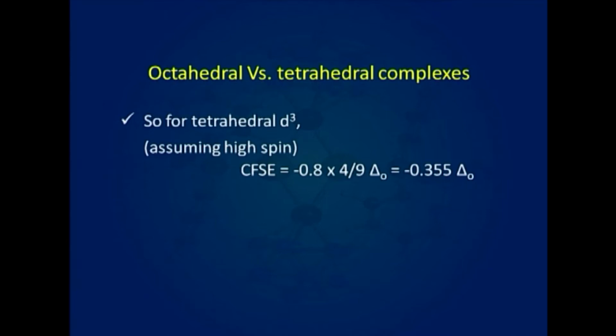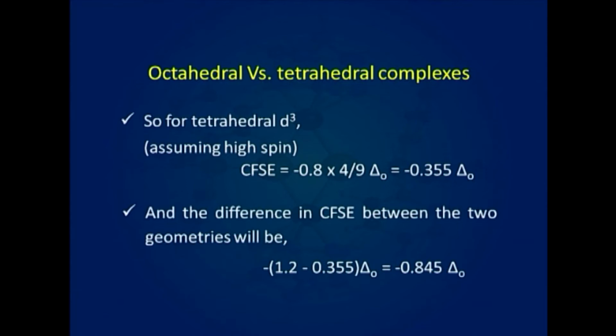We can make this comparison because we are considering the same metal ion and the same ligand. All that's changing is the geometry. So, for tetrahedral d3, assuming a high spin complex, the crystal field stabilization energy is equal to minus 0.8 into 4 by 9 delta O, which is equal to minus 0.355 delta O. And the difference in crystal field stabilization energy between the two geometries will be minus 0.845 delta O.